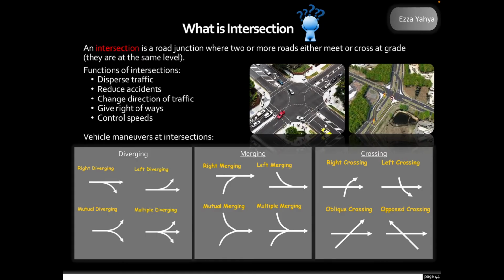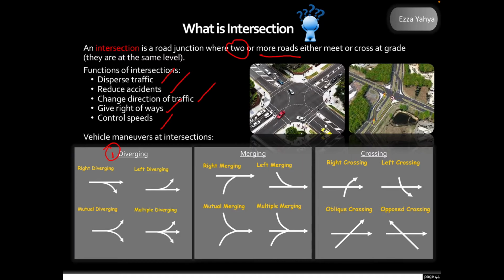Okay, what is the intersection? Intersection is a road junction. We have two or more roads either meet or cross at the grade. They are at the same level. Okay, functions of the intersection are to disperse traffic, reduce accident, change direction of traffic, give right of way, and the control of speed.